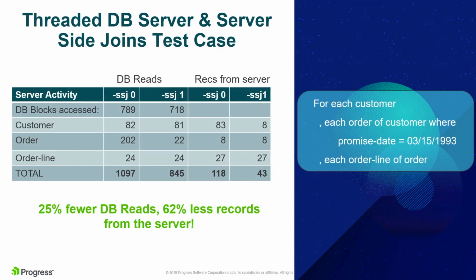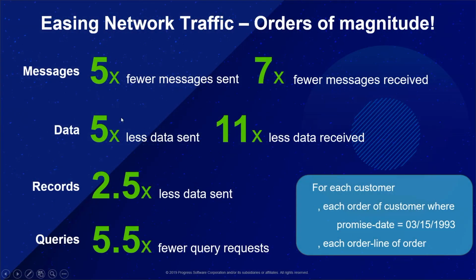Our engineering team did a number of benchmarks to help us understand what the benefits of server-side joins would be. This chart highlights the results. The query they used was as you see here in the blue box. You can see that the number of database reads was reduced by 25%, and the number of records sent from the server was 62% less. You can also see that network traffic was reduced by orders of magnitude for this sample query. 5 times fewer messages sent, 7 times fewer messages received, 5 times less data sent, 11 times less data received, 2.5 times less data sent, and 5.5 times fewer query requests.